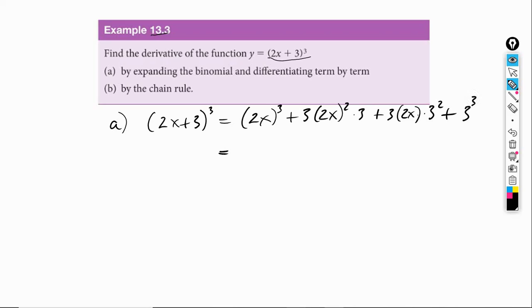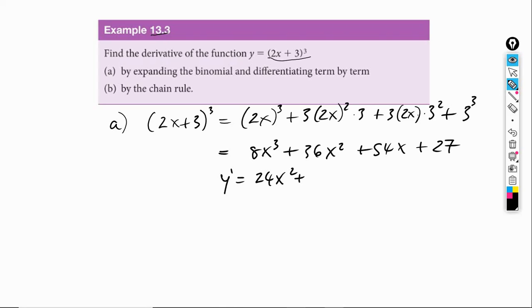Okay, so then this is going to equal 8x cubed plus 36x squared plus 54x plus 27. And then now we can do the derivative of this by differentiating term by term. So the derivative of this would equal 24x squared plus 72x plus 54. So we should get the same answer in part B, but we're going to be using the chain rule.